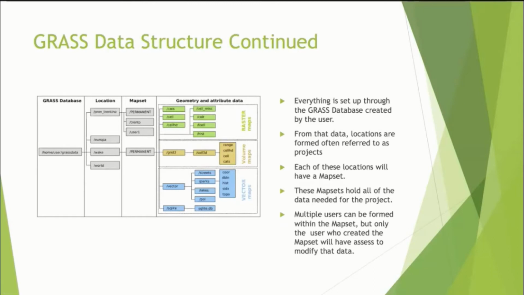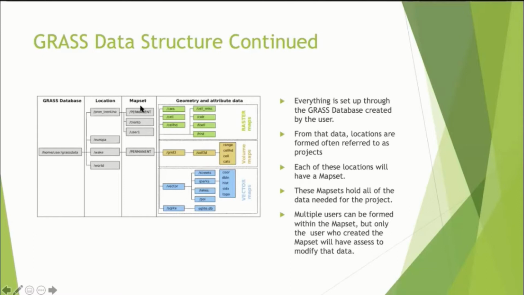So just to put it in another way, everything is set up through the GRASS database created by the user. For me, I created a folder on my desktop that says GRASS data. And whenever I download data, like for this instance, I downloaded a practice data set that was provided by GRASS GIS, and I put it in this database. And then from that data, locations are formed, and they're often referred to as projects. And each of these locations, like we said before, has a map set. And these map sets, again, hold all that data needed for the project.